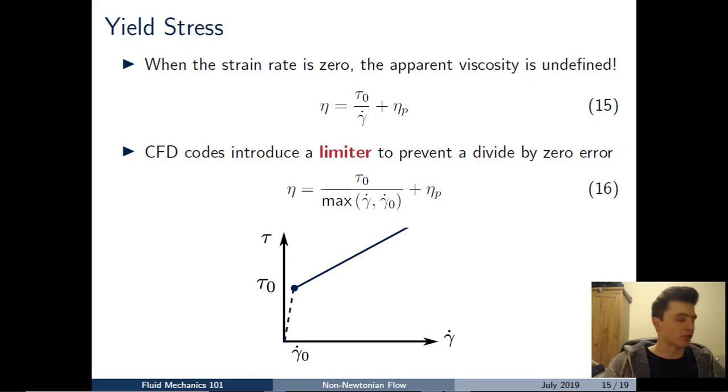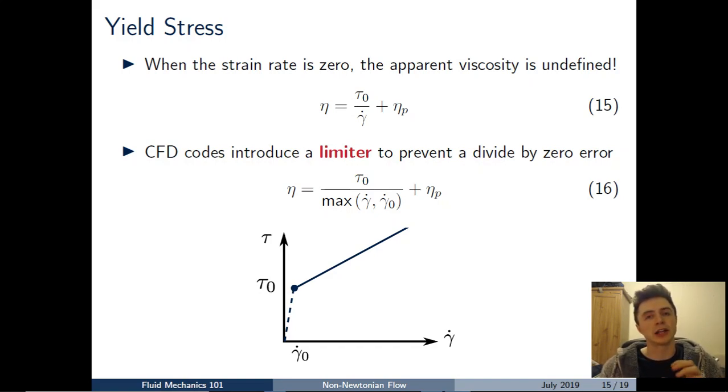So what this means in practice is that the curve which you can see there in the figure, if we're below this critical value gamma dot naught, then actually what we're doing is applying a linear profile between 0 and the cutoff point there. So what that means is we won't receive a divide by 0 error, and the CFD code can proceed with its calculations.